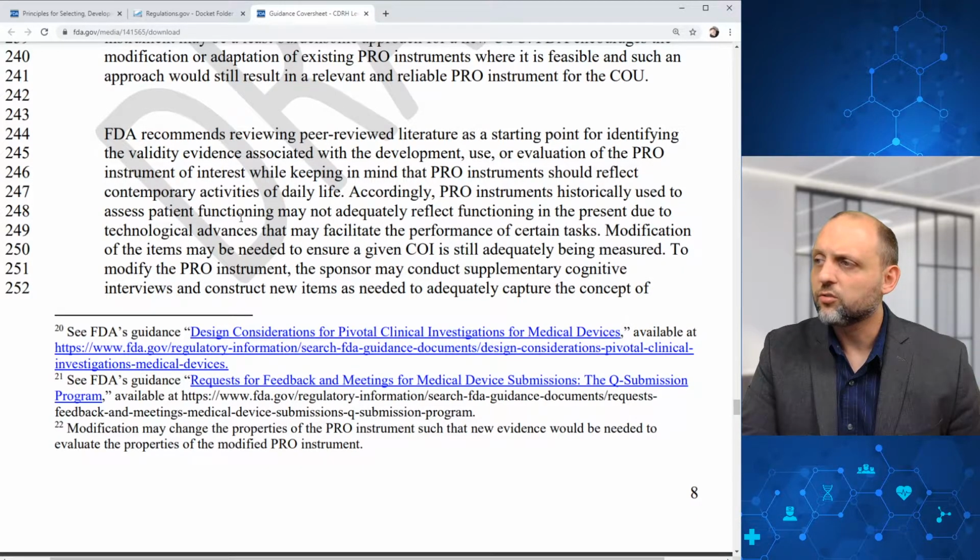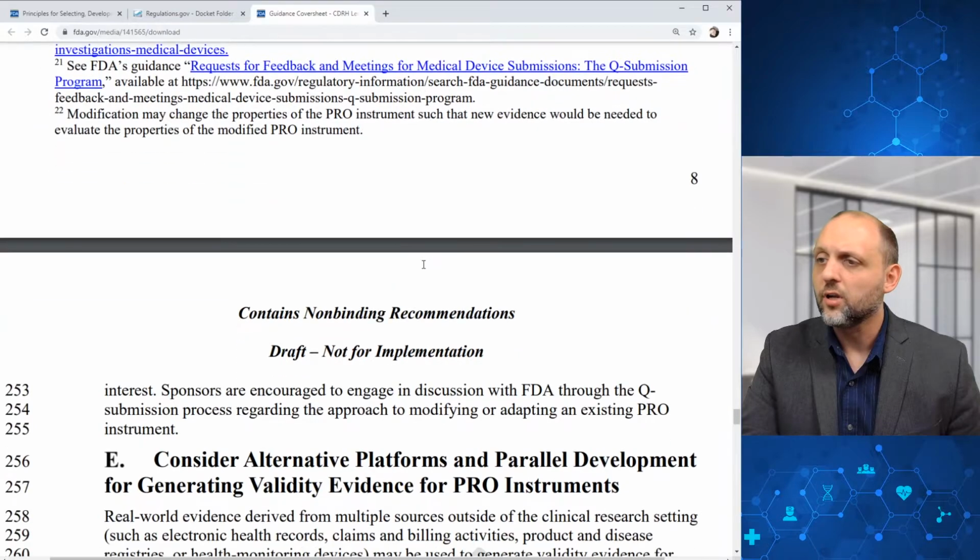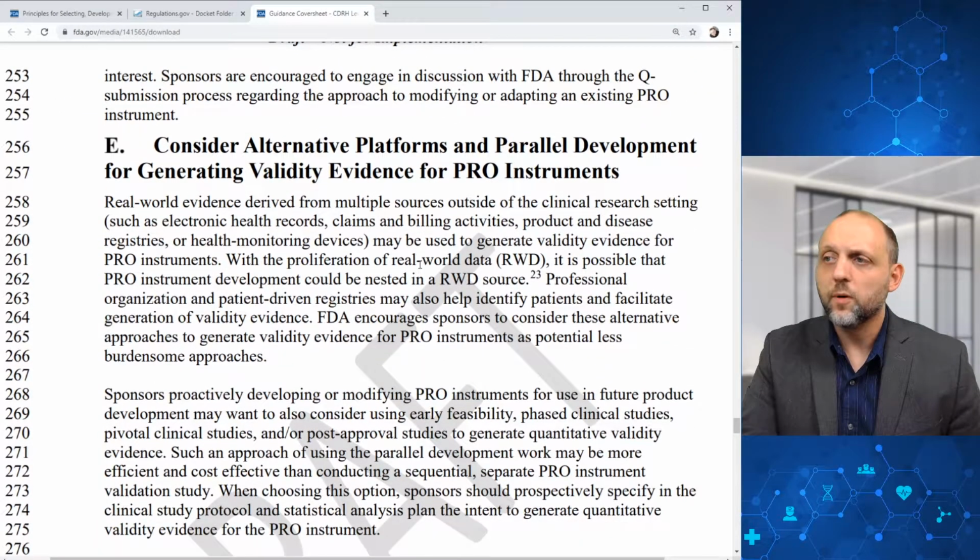Accordingly, PRO instruments historically used to assess patient functioning may not adequately reflect functioning in the present due to technological advances that may facilitate the performance of certain tasks. Modification of the items may be needed to ensure a given COI is still adequately being measured. To modify the PRO instrument, the sponsor may conduct supplementary cognitive interviews and construct new items as needed to adequately capture the concept of interest. Sponsors are encouraged to engage in discussion with FDA through, again, the pre-submission process.